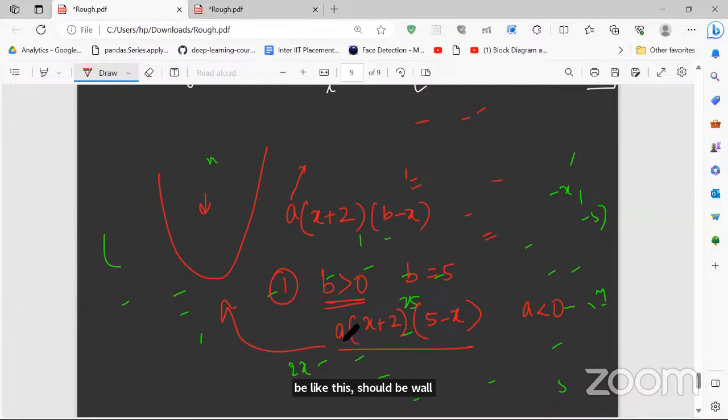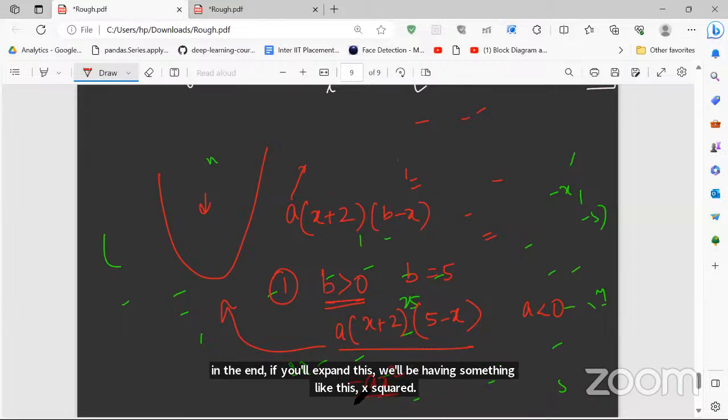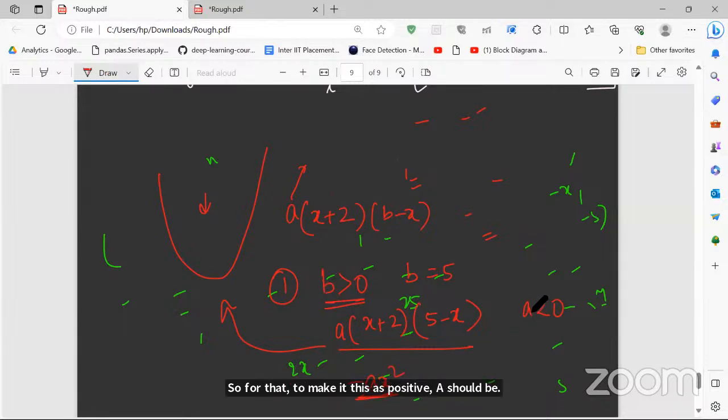Positive or negative? Negative, sir. It should be negative, right? Because here you can see that x has a negative coefficient. And if you expand this, we'll be having something like this, x square. So to make this a positive, A should be negative. So this is the first condition. From the first condition, we got A as negative.